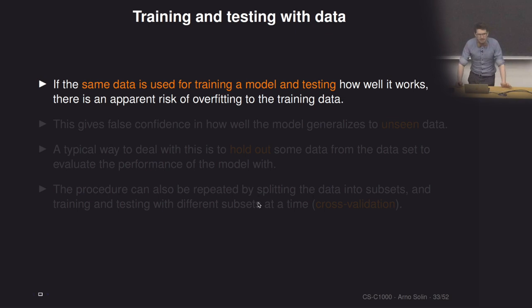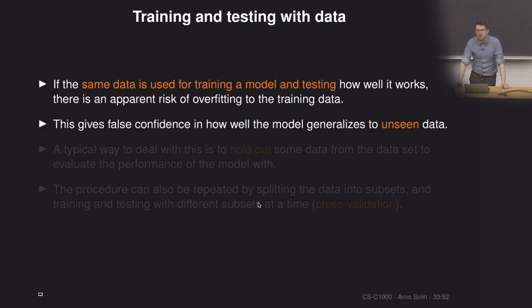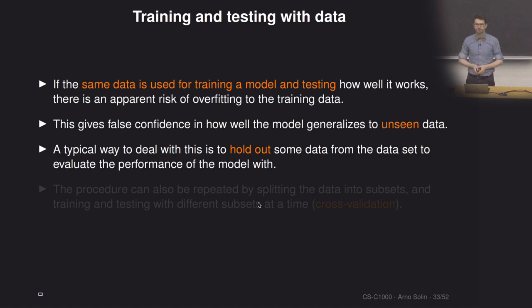If the same data is used for training a model and testing it, there is an apparent risk to overfit to the training data. So you have false confidence that your trained model is working well. And typically how you train these models is that you take your data that you have at the training phase and you hold out a part of the data, you don't use it in the actual training. And then you test with that data and see how well the model could predict that left out part.